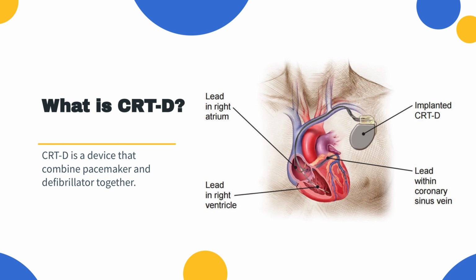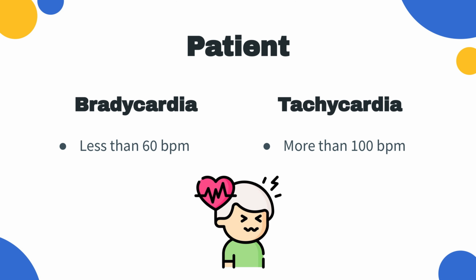So the patient that using this device will have two main groups. Group number 1 is the patient who have bradycardia or heartbeat less than 60 BPM. Group number 2 is the patient who has tachycardia or heartbeat more than 100 BPM. Or they can be the other group that heartbeat not in the rhythm.